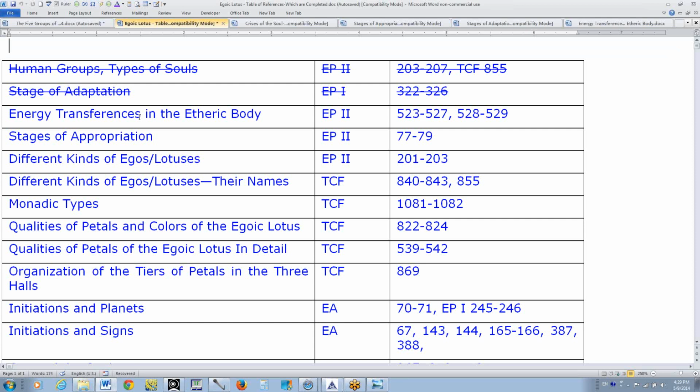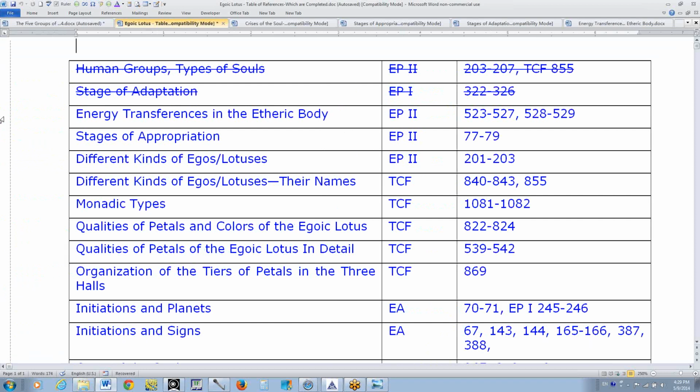And so all of these different subjects I have found over the years to be related to the unfoldment of the Egoic Lotus, and are areas of knowledge and understanding which should be brought in when we talk about the unfolding of the petals of the Egoic Lotus. So now, what I'll work on now is the energy transferences in the etheric body.